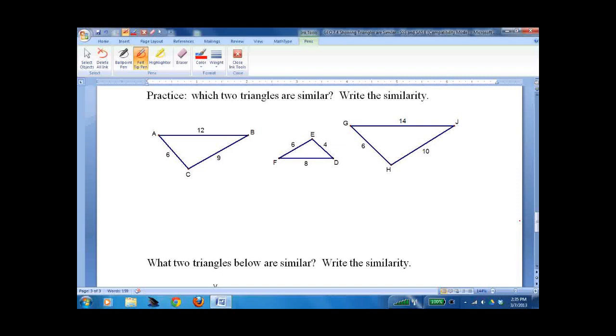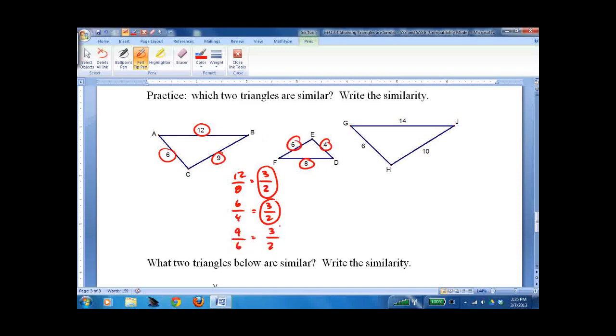Now I'll do it. So big side. I'm going to try these two, and I'm going to put it right in the middle. 12 over 8 is 3/2. And small side, 6 and 4. 6/4, 3/2. So far, so good. And middle side, 9/6 is 3/2. So these two are similar.